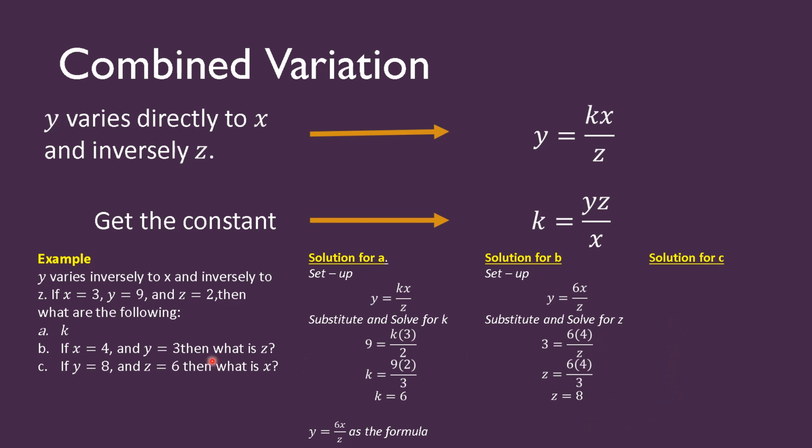Another would be if y is equal to 8 and z is equal to 6, then what is x? So let's have the setup. Y is equal to 6x over z. Substitute and solve for x. We have 8 is equal to 6x over 6, so we have 8 is equal to 48 over x. Why is it 48? Because 6 times 8, then x. So therefore, x is equal to 48 over 8. Therefore, we have 6.